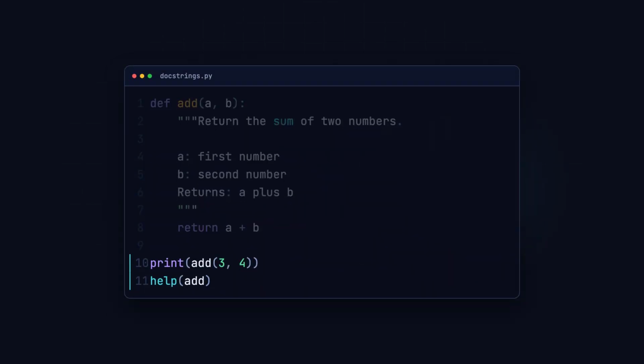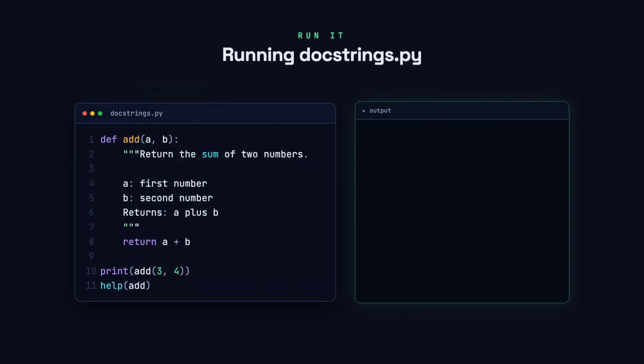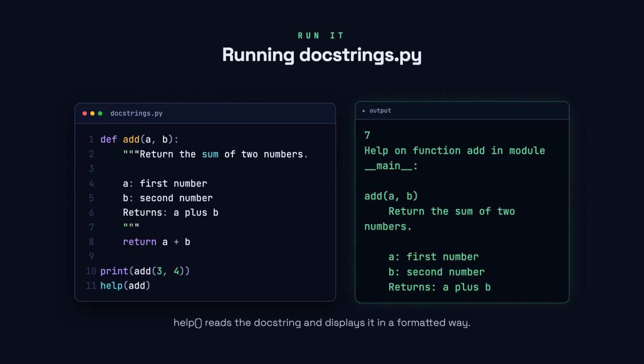We call the function normally on line 10, then on line 11, we pass the function name to help. Python will print the docstring straight to the screen. The first line of output is 7, the result of adding 3 and 4. Then help prints the docstring so anyone reading the code or using the function knows exactly how it works.